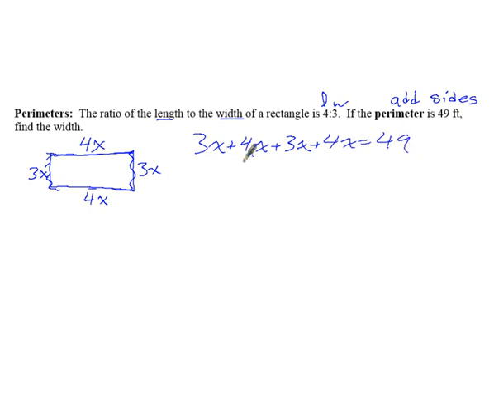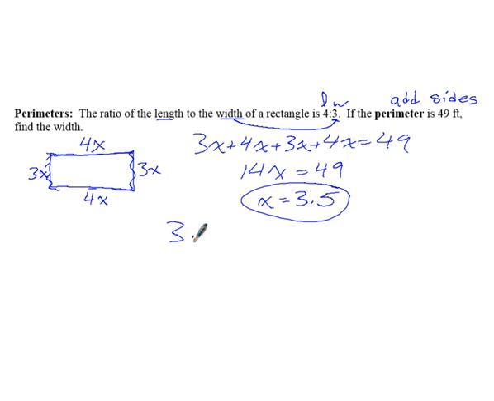So I combine my like terms here, so that's 8 and 6. It gives me 14x equals 49. When I divide both sides by 14, I get 3.5. So now the question's asking us to find the width. So if the width was linked up with 3, that means I now need to take this value and do 3 times 3.5. And when I do that, I get a length of 10.5 feet.